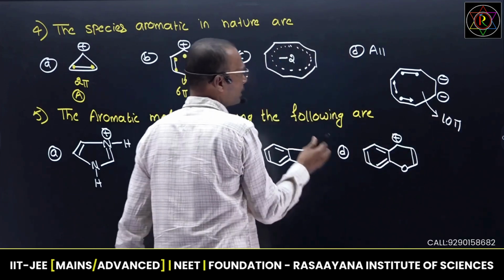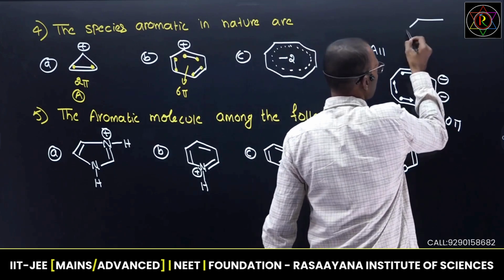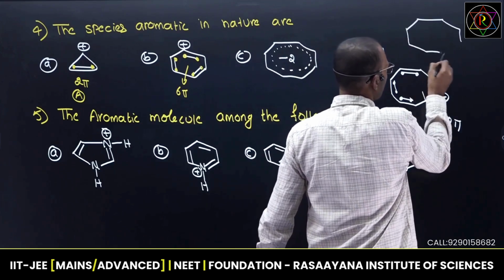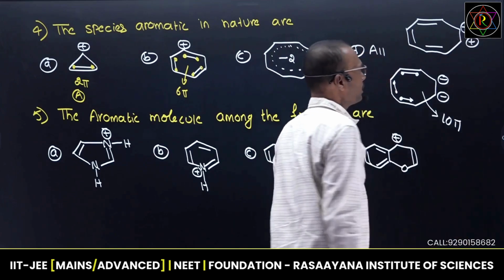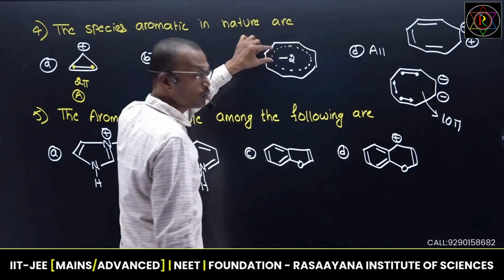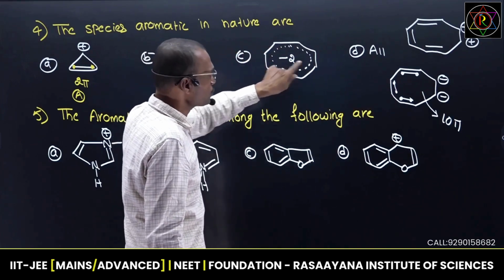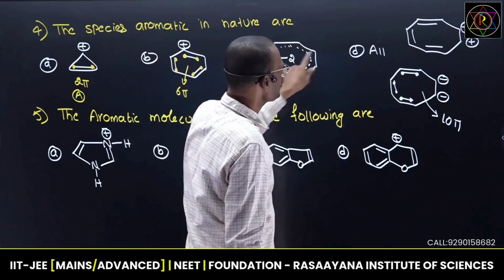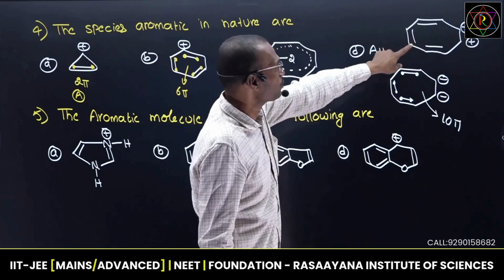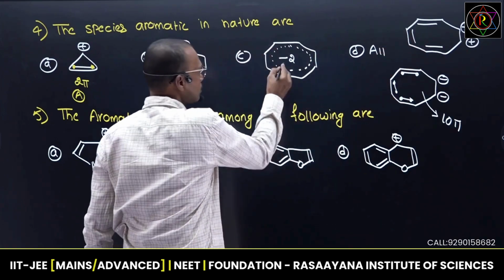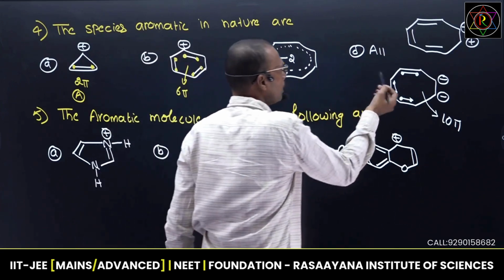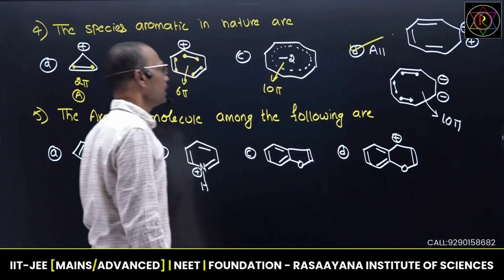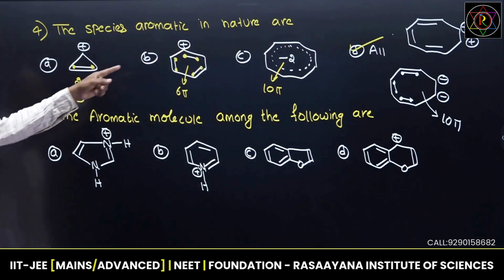If this skeleton, suppose I write like this, a positive charge and here a positive charge, even if it is a positive charge, it is found to be aromatic in nature. Even if I write -2, think like this. If I write +2, you think like this. Here 6 pi electrons delocalizing, here 10 pi electrons are delocalizing. 10 pi electron delocalization follows the 4n plus 2 Huckel's rule, and see, it is found to be aromatic in nature. So all are aromatic in nature.